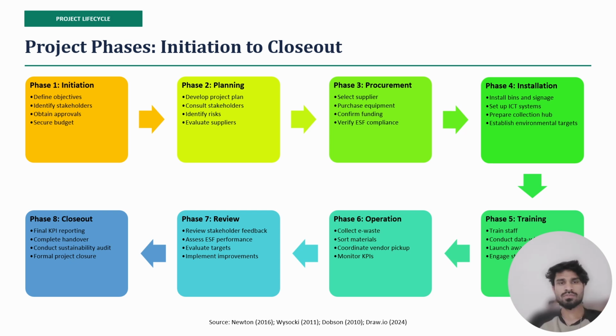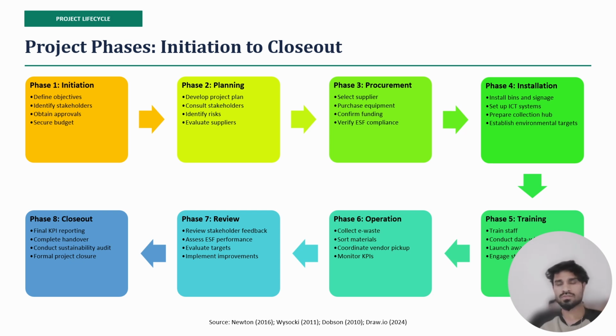And phases 2 to 4 cover planning, procurement and the installation. I select supplier C using a weighted scoring model, and the physical infrastructure is established at the hub. And the critical one is phase 5, training. Training is one of the most undervalued phases in sustainability projects. Without the staff knowing how to sort waste and perform data wiping, even the best infrastructure will fail to deliver its outcomes.